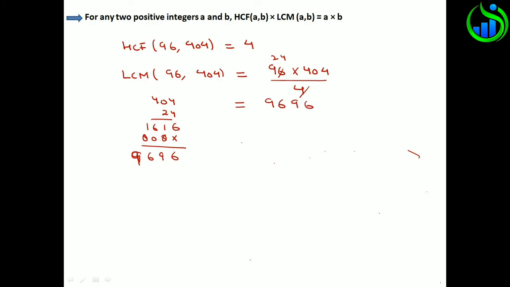Now if you get a question where the LCM has to be found with the help of the prime factorization method, or where the HCF is given and you need the LCM, you can directly use the given formula: HCF of A and B into LCM of A and B is equal to A into B.